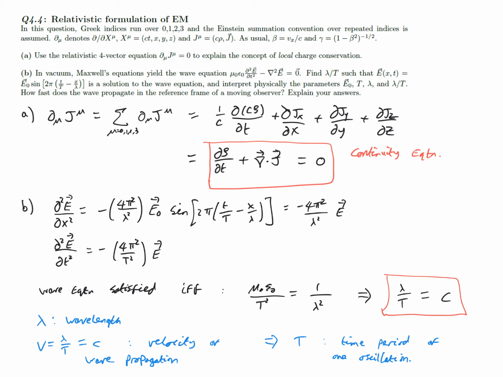Good. And of course c is the speed of light. Now the last part of the question is, how fast does the wave propagate in the reference frame of a moving observer? Explain your answers.